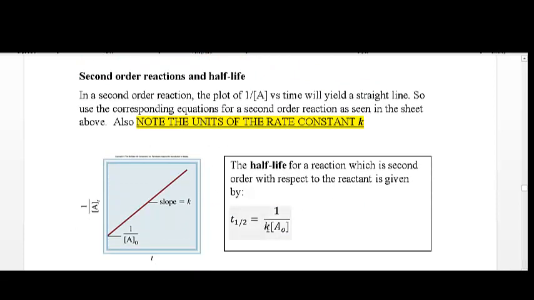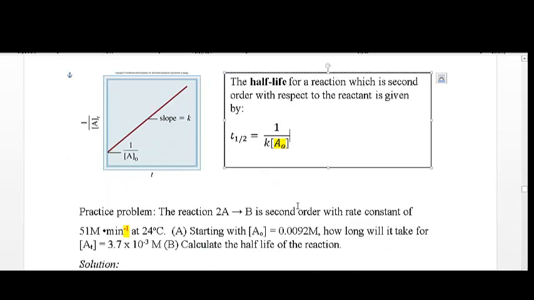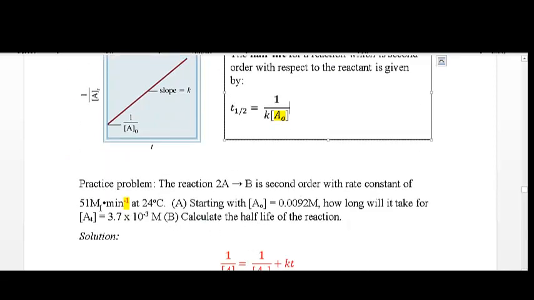The half-life for a second order reaction does depend on the initial concentration of the reactant plus the rate constant K. So let's take a look at this problem here. There's actually an error here. This should be M to the power of -1. So make sure you plug that into your notes. The same reaction 2A as seen above, but this time it's second order, having this rate constant, M to the power of -1 minutes to the power of -1 at this temperature.